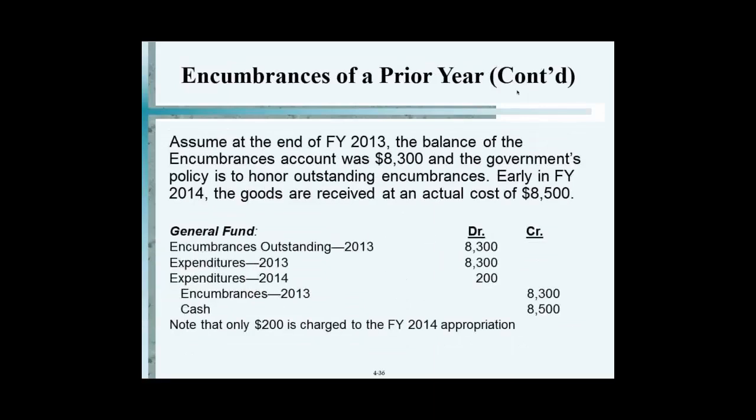Here's an example. Take a look at this. So this was the journal entry from last year, which is being reversed. They show the expenditure not for this year. Remember, this is happening in January of 2014. They show this expenditure for 2013 and the difference for 2014. Anybody not understand this?